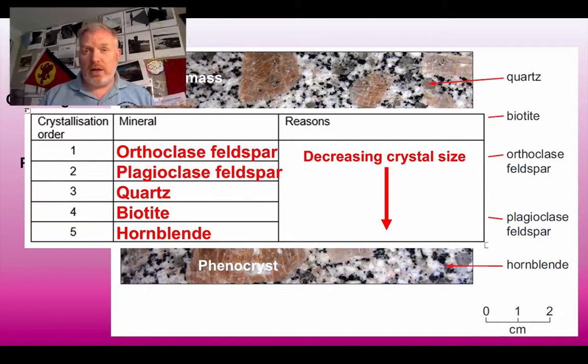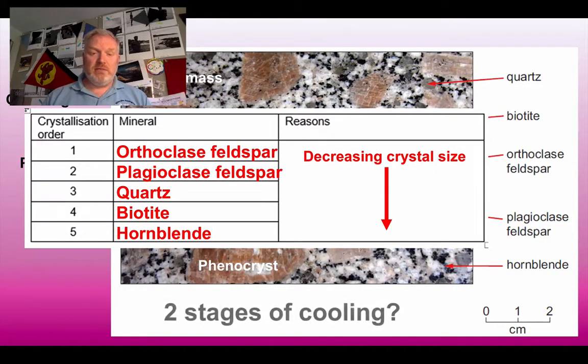So our interpretation of this is likely to be 2 stages of cooling. A slower stage forming the orthoclase feldspar, and then a faster stage where the rest of the minerals crystallise out in fairly quick succession. That would fit in with everything we've learned so far at GCSE and even AS level.